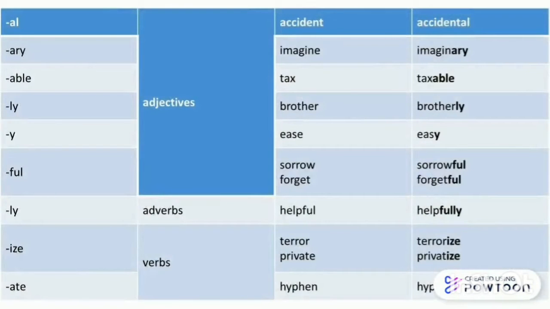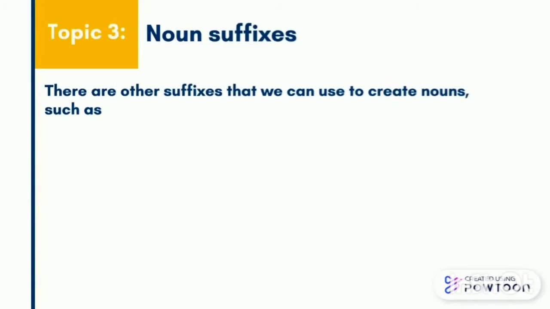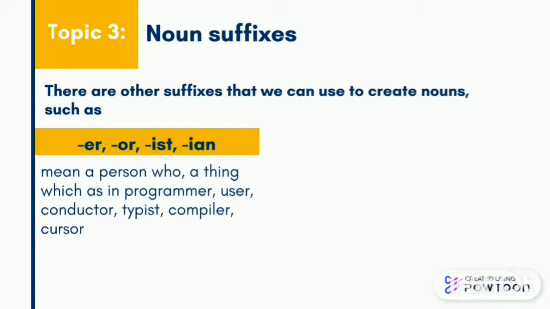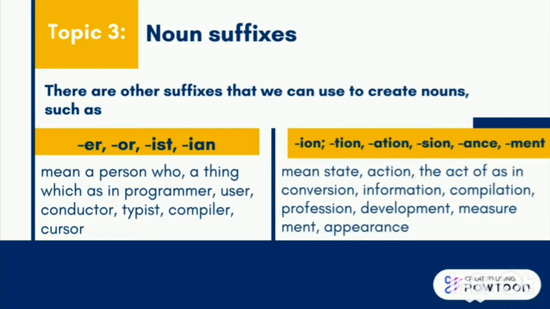Next table is adjective, adverb, verb suffixes. Let's look at noun suffixes. There are other suffixes that we can use to create nouns, such as to use, user, to conduct, conductor, to type, typist, to compile, a compiler, and so on. And other words, for example, to converse, conversation, to inform, information, to develop, development, to measure, measurement, and so on.